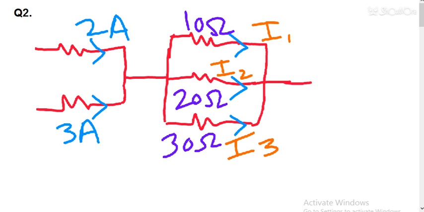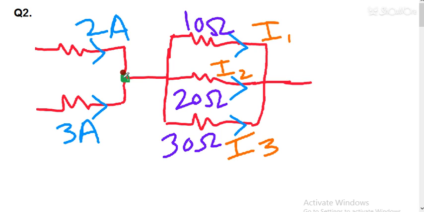Now you can see a current of 2 ampere is coming from this branch, and this resistance value is not given, this resistance value is not given. Some students think that if these two resistance values are not given, then this question cannot be completed, we cannot find the values of I1, I2 and I3. But students, this is just an illusion, you can find the values easily.